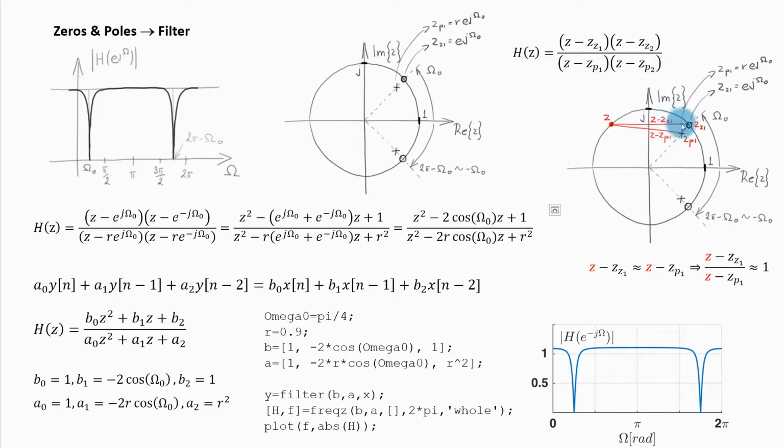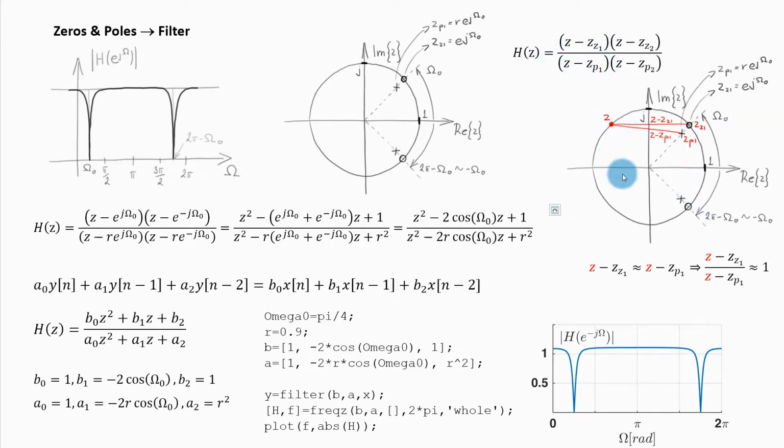Now let's concentrate on this pair of this pole and this 0. If I have a point in the z-plane which is far away from this pair of a pole and a 0, this difference and this difference will be approximately equal. Consequently, the ratio of these two differences will be approximately 1. And this ratio is this ratio in my transfer function.